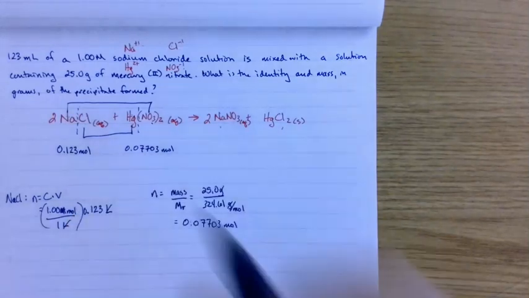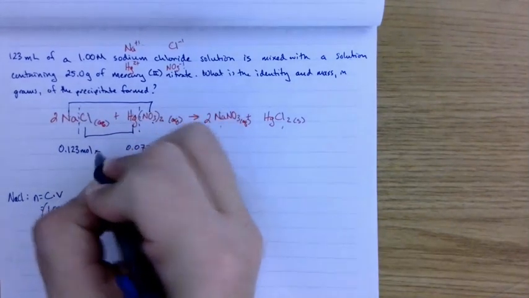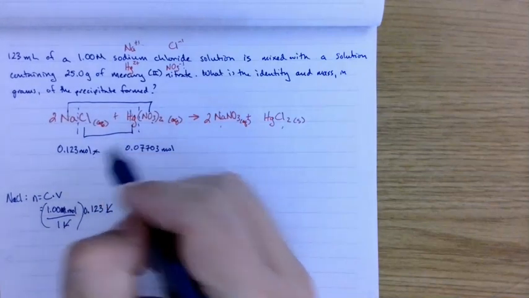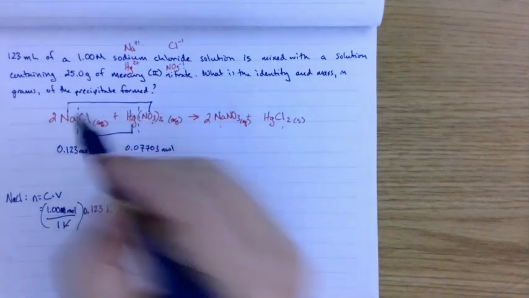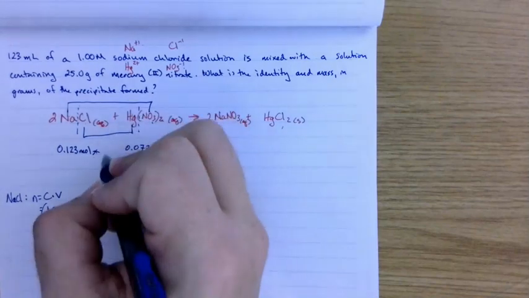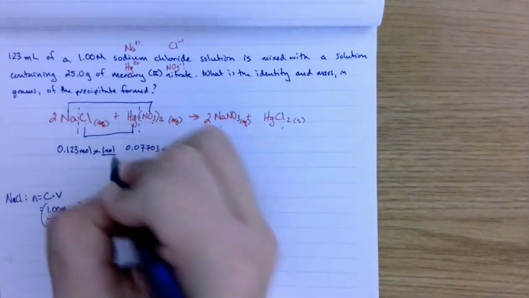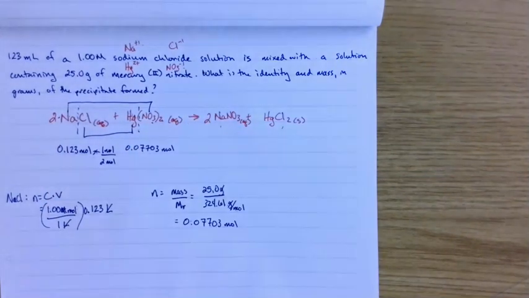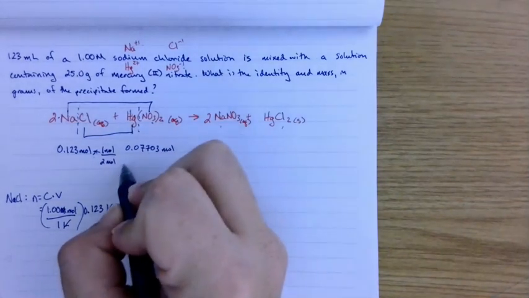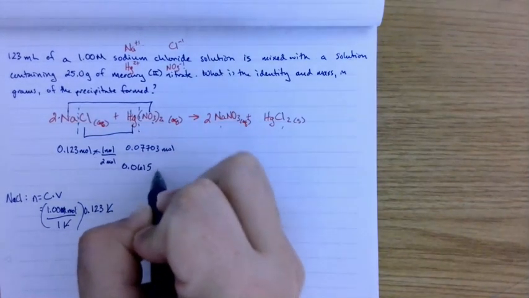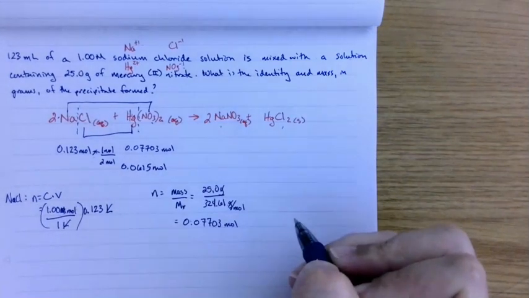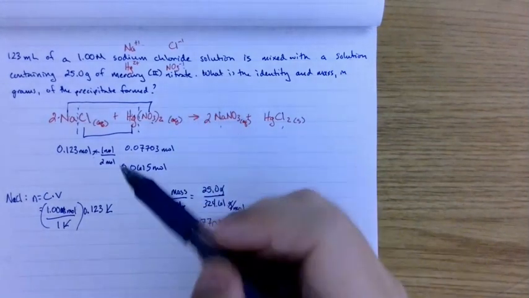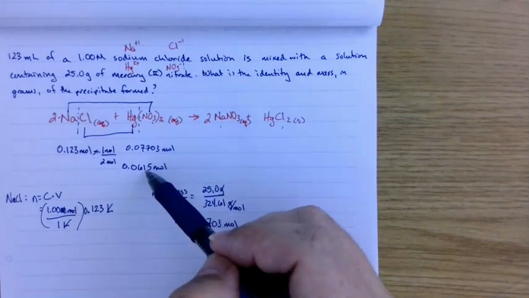So I usually convert the first one. So we have 0.123 moles of sodium chloride. Okay, I'm going to multiply this by our mole ratio of mercury 2 nitrate over sodium chloride. So mercury 2 nitrate is a 1 mole over the 2 moles of sodium chloride necessary. So I'm going to multiply this by 1/2. And we end up with 0.0615 moles.